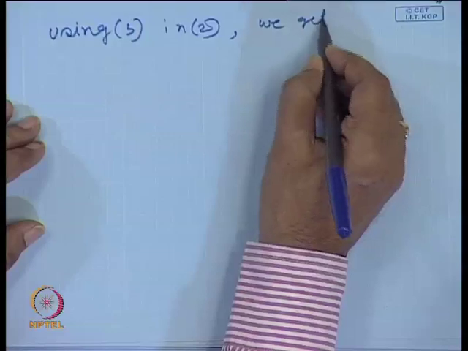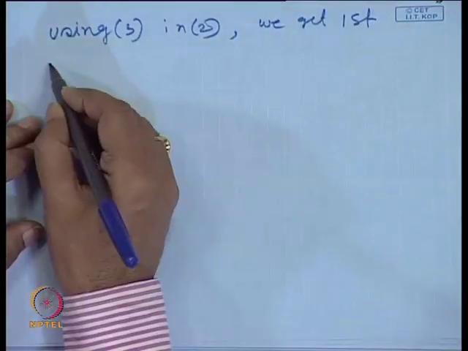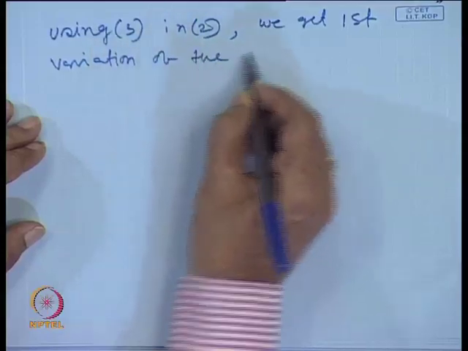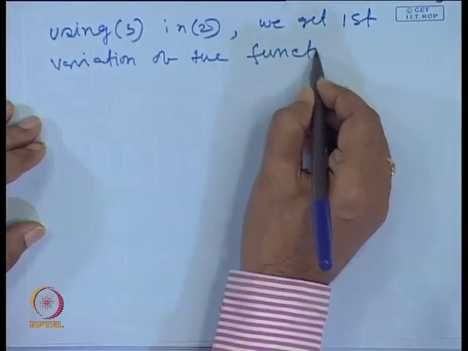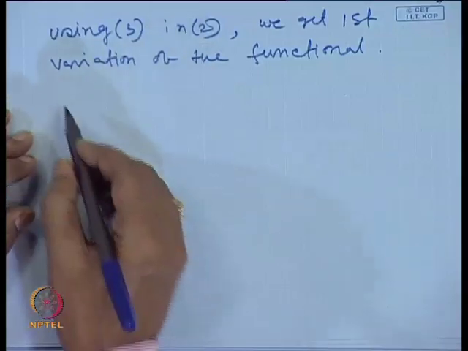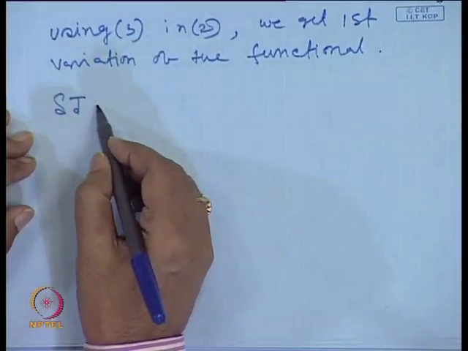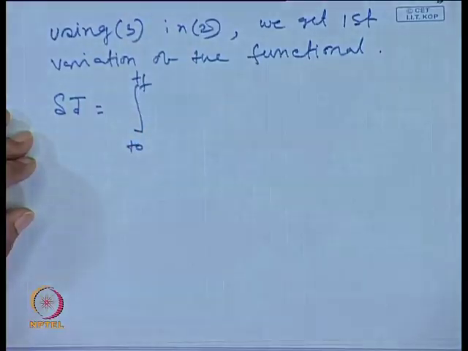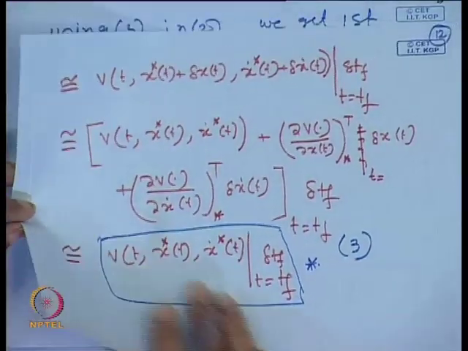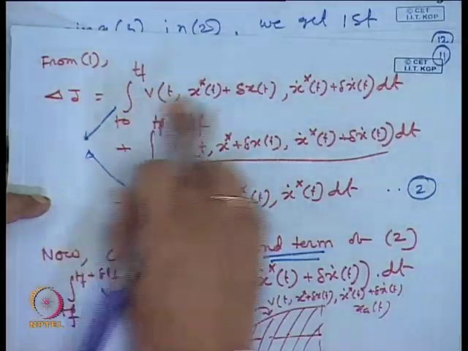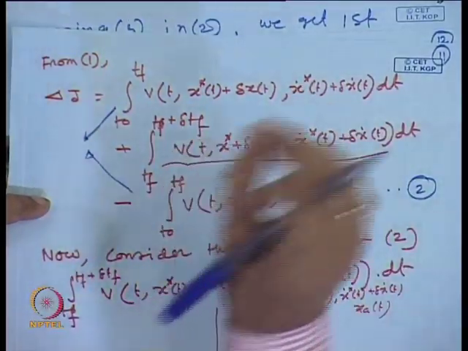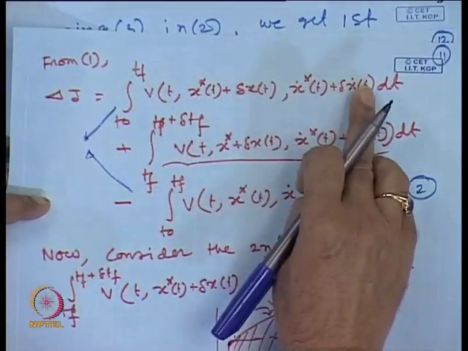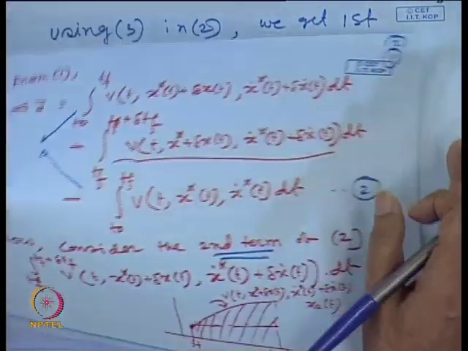we get the first variation of the functional, delta J, is equal to integral from t 0 to t f. I am not repeating this one. What I did here, if you recollect, this term you do as before when both the points are fixed: do the Taylor series expansion, then first order and second order terms you retain and higher order terms you neglect.